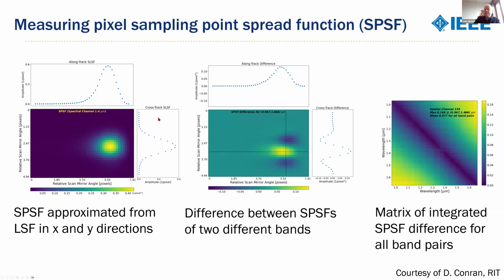So this is a line spread function in the along track and cross track dimensions. When you multiply those together, you get an estimate of the point spread function for that pixel. If you have a different pixel, you can look at the difference between those two and integrate this difference to get one point in a matrix that gives us the co-registration error metric for each band pair, obviously a symmetric matrix.